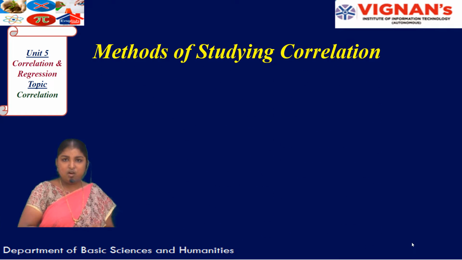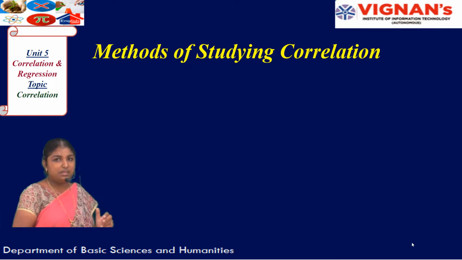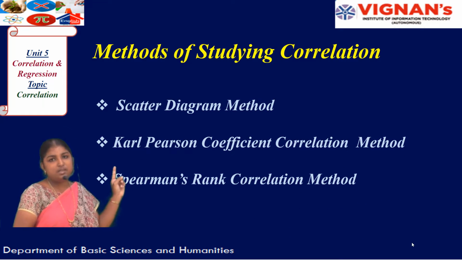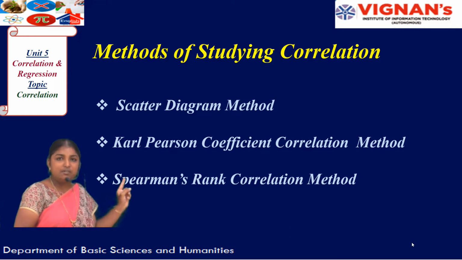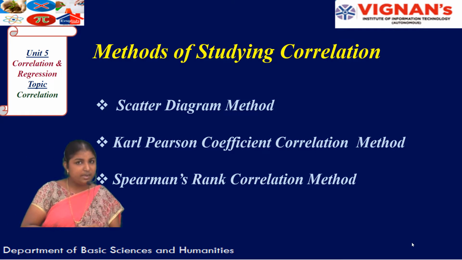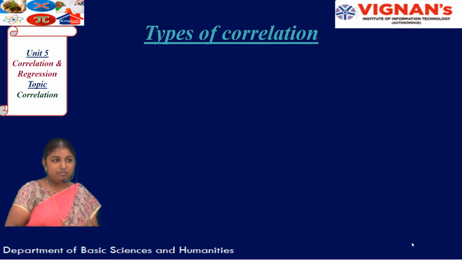Methods of studying correlation. Here we have three methods. The first method is the scatter diagram. The second one is Karl Pearson's correlation coefficient. The third one is the rank correlation coefficient. Types of correlation. Here we have three types of correlation.